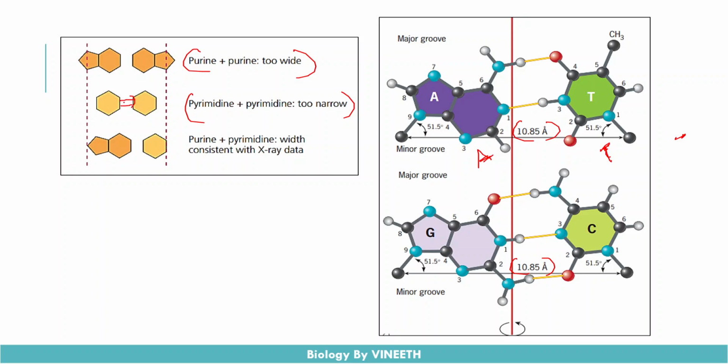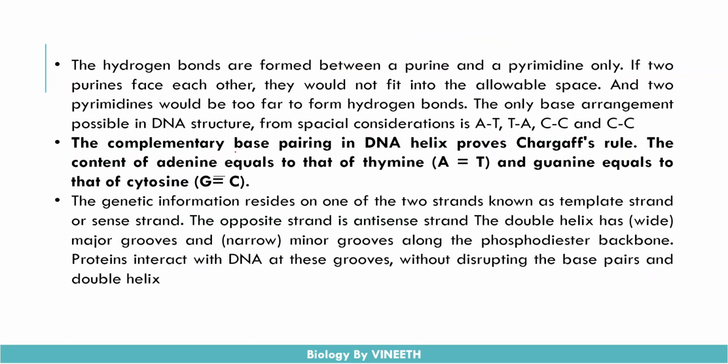Here the hydrogen bonds will be present, and the structure will be too narrow. And if you base pair a purine plus a pyrimidine, like adenine and thymine and guanine and cytosine, it will have the same distance between the bases, and consistent linearity between the strands will be there. So that is why purines will be pairing with the pyrimidines, and pyrimidines will be pairing with the purines.